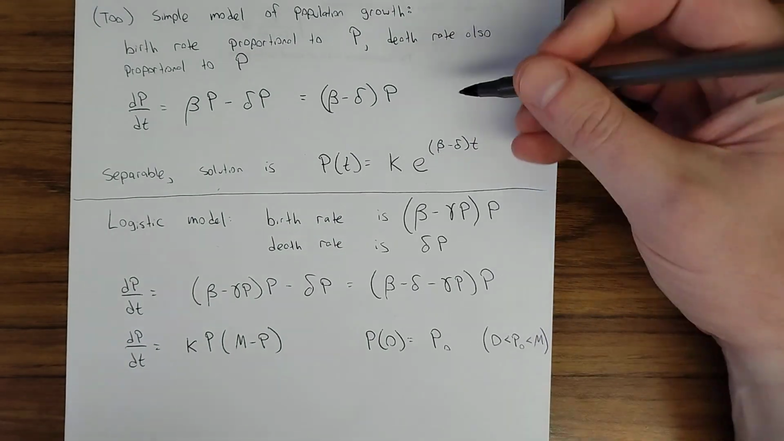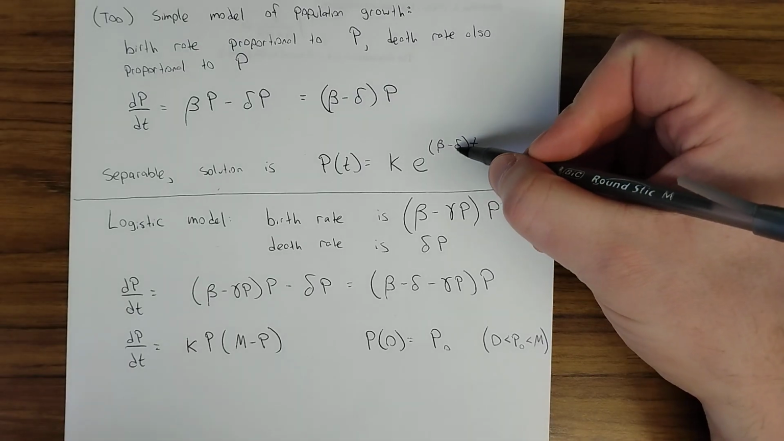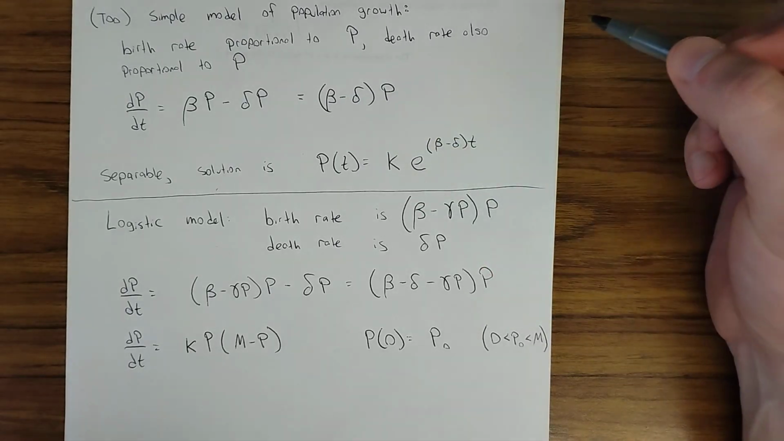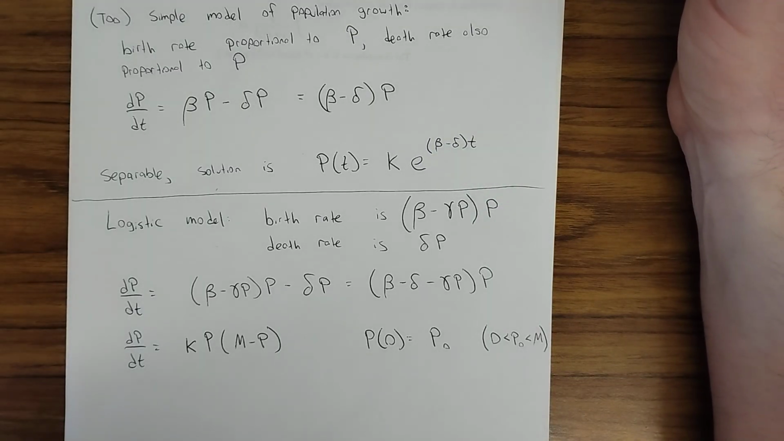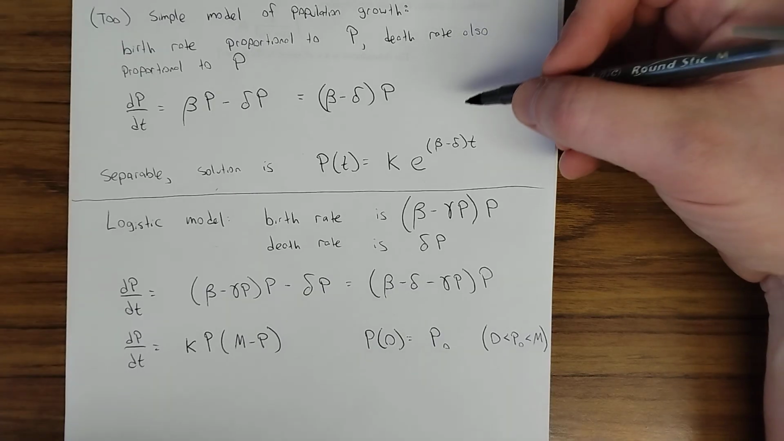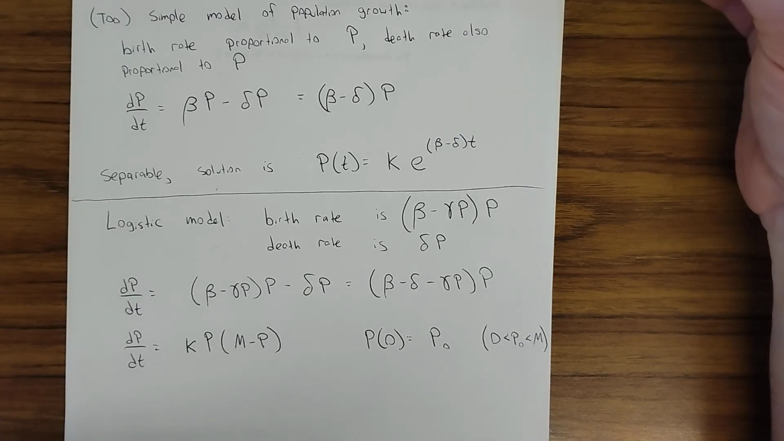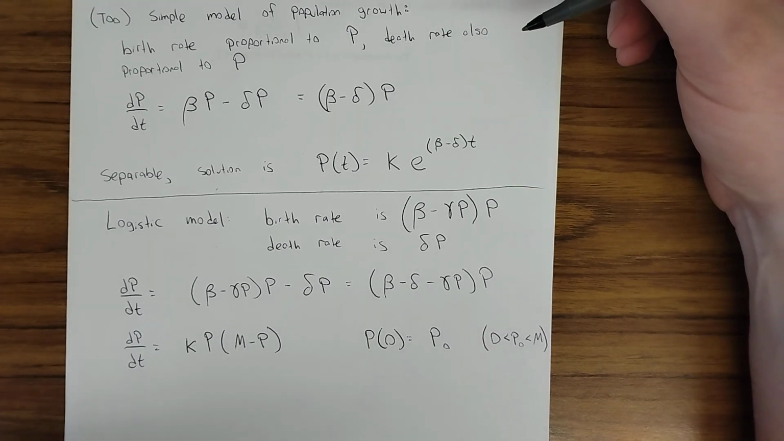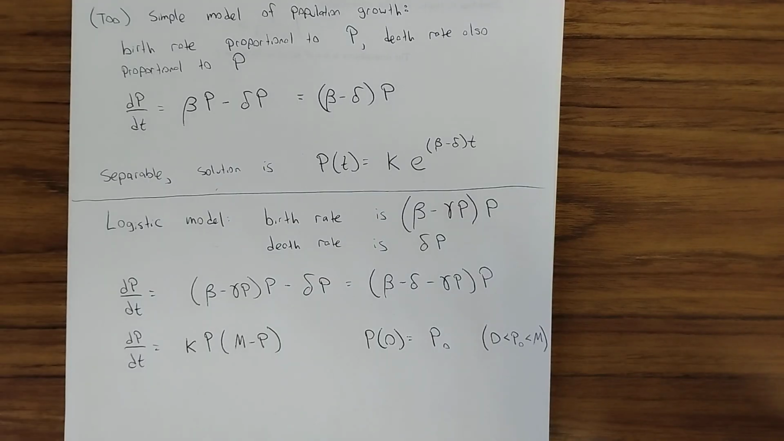So if beta is bigger than delta, then this is a positive number, and this is telling us that the population grows exponentially. And if beta is smaller than delta, so the birth rate is smaller than the death rate, of course the population is going to go down, and that would be exponential decay, like e to the negative number times t.